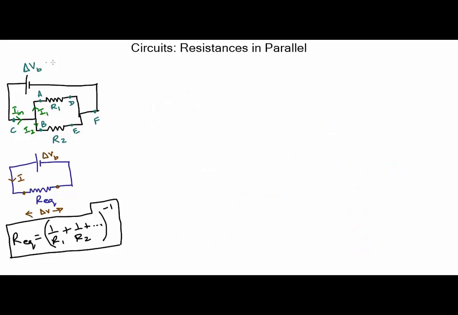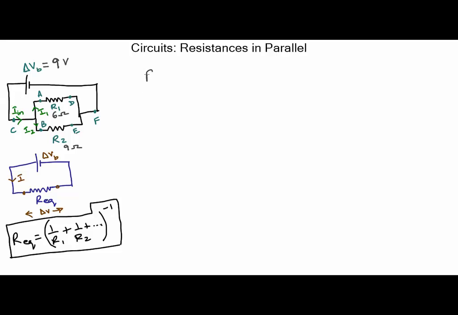Okay, I'm going to give you some numbers now and say that the potential difference of the battery is 9 volts. This resistance R1 is 6 ohms, and the resistance R2 is 9 ohms. We want to find out the equivalent resistance of this. We want to find out the current through each resistance and the current coming out of the battery. Okay, first let's figure out the equivalent resistance.